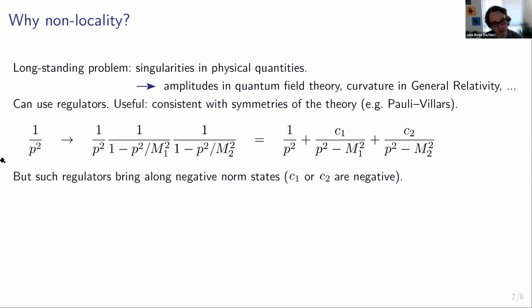So what we can do if you want to fix this is, of course, use regulators, and it's useful to use regulators that are consistent with the symmetries of the theory. This is called covariant regularization. One famous example is Pauli-Villars regularization, which you see sketched here.